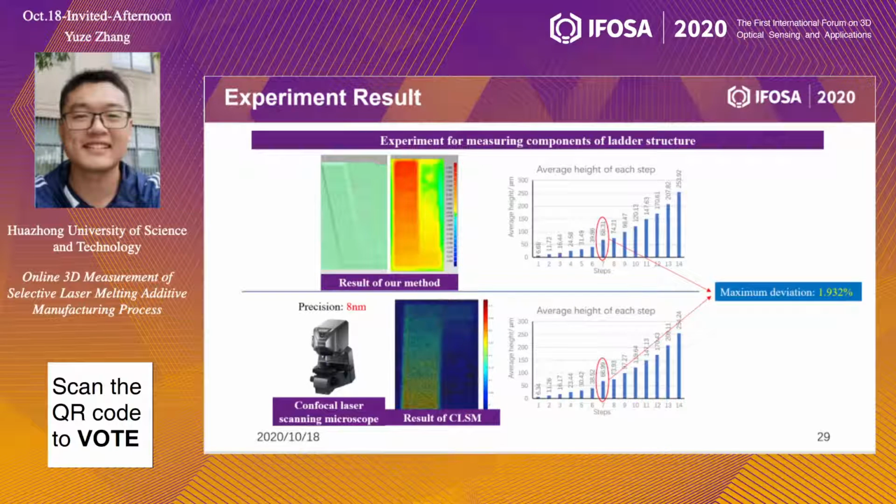We measured the average height of each step, then compare the result of our method with the one of CLSM. The max deviation is only 1.9%. That means the accuracy of our method can meet the needs of actual production.